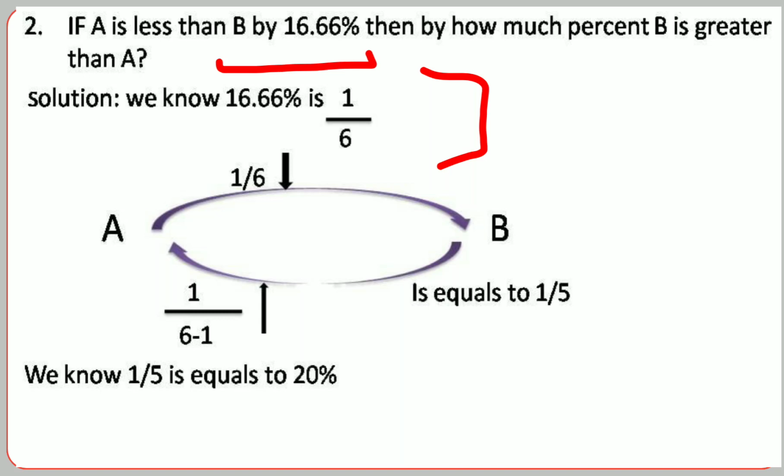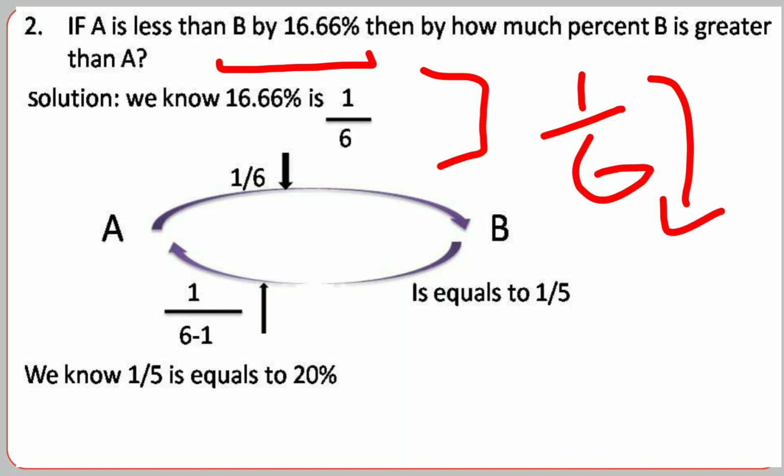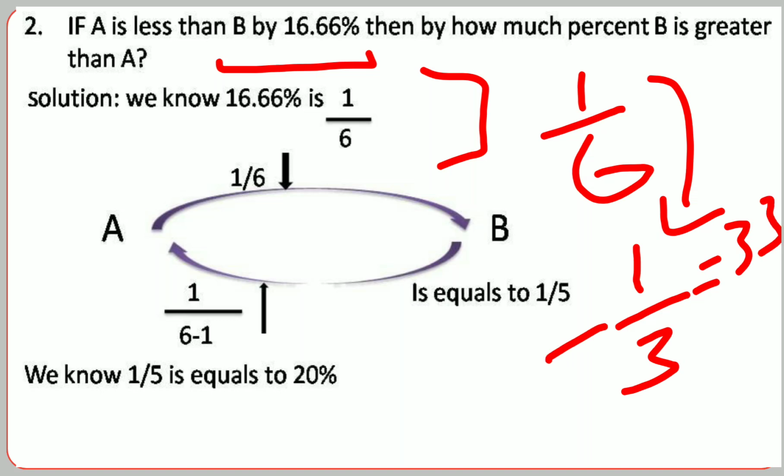So we know from our table that I have shown you in the first slide that 16.66% is equal to 1 by 6, and how we get it is: 1 by 3 is equal to 33.33%, and on dividing both sides by 2, we get 1 by 6 is equal to 16.66%, right? So there is a decrease of 1 by 6, then the other value we have to increase by 1 by (6 minus 1), that is 1 by (denominator minus numerator), which is equal to 1 by 5, and we know that 1 by 5 is equal to 20% from our table.